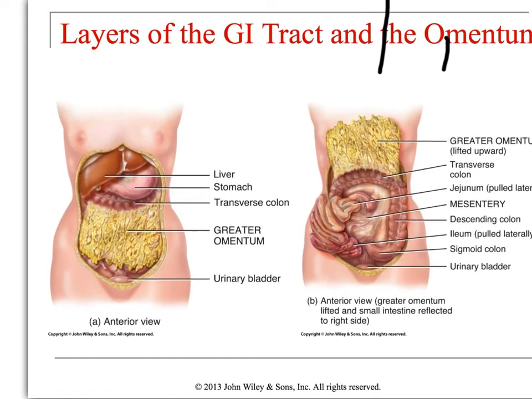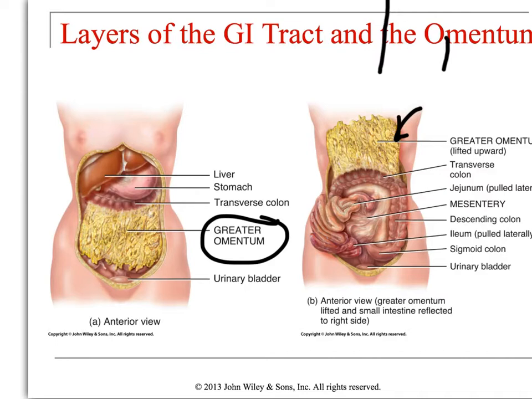Okay, so the GI tract and the omentum. If we look at the omentums, the greater omentum is the fatty apron, and we've talked about that before in lab. We looked at it on the cat. It attaches to the transverse colon, and it comes down over all the abdominal organs. In this picture, it's pulled up, so it's reflected. And then in here, you can't see the lesser omentum, but you can see the mesentery.